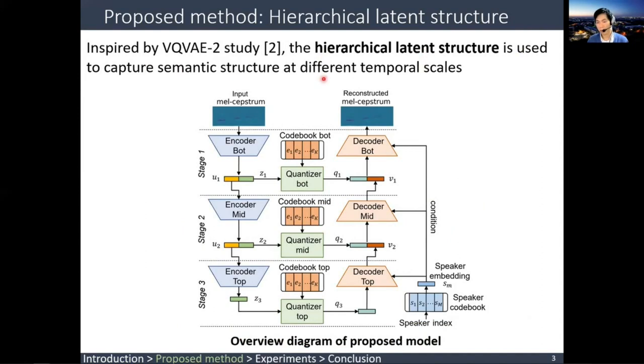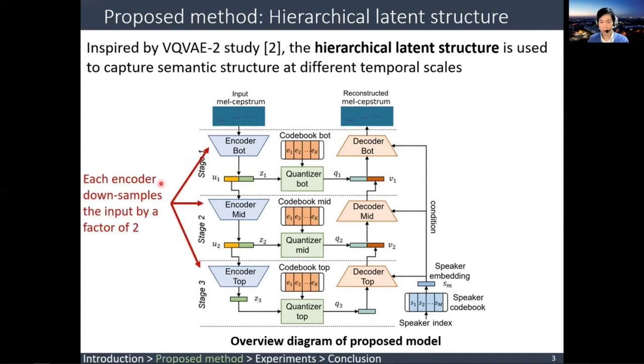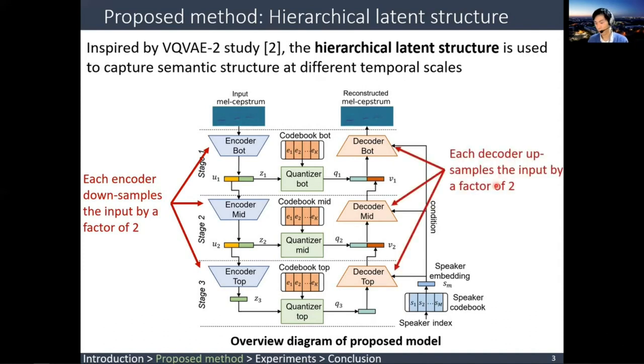So, inspired by the VQ-VAE-2 study, we propose to use a hierarchical latent structure to capture the semantic structure at different temporal scales. So here is the overview of our model. Our model contains multiple stages that operate at multiple time scales. Each encoder will downsample the input by a factor of 2. On the other side, the decoder will upsample the input by a factor of 2. One of the features of our model is the speaker embedding, which is learnable, therefore it can be updated during the training process.